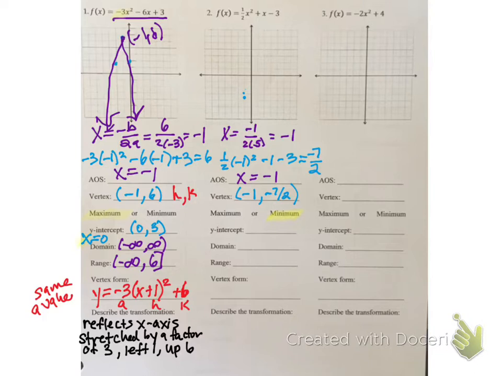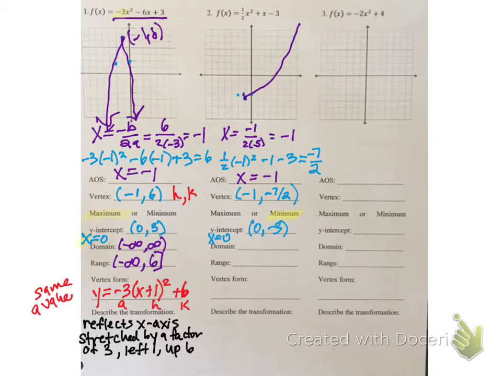Then my y-intercept, I'm going to plug in x equals 0. So when I plug in x equals 0, I get (0, -3). So I'm going to plot my point at -3. Then I can also plot a point at (-2, -3). Then connect my dots.